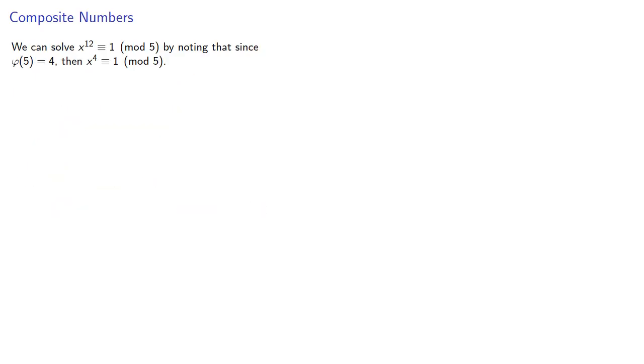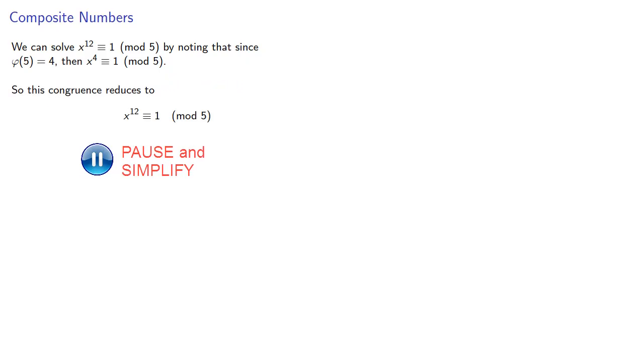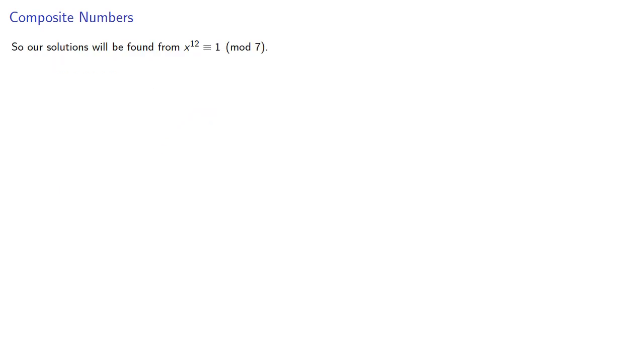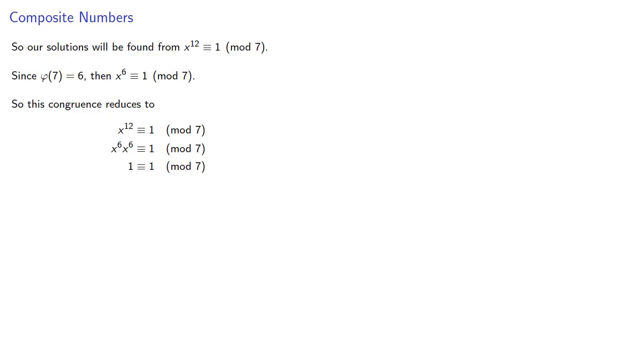So we can solve x to the 12th congruent to 1 mod 5 by noting that since phi of 5 is 4, then x to the 4th is congruent to 1. And that means we can reduce this power down to an identity. So this is going to be true for all values of x, which means our solutions will be found from x to the 12th congruent to 1 mod 7. So phi of 7 is 6, so again, x to the 6th is congruent to 1 mod 7, and so this congruence reduces down to another identity.